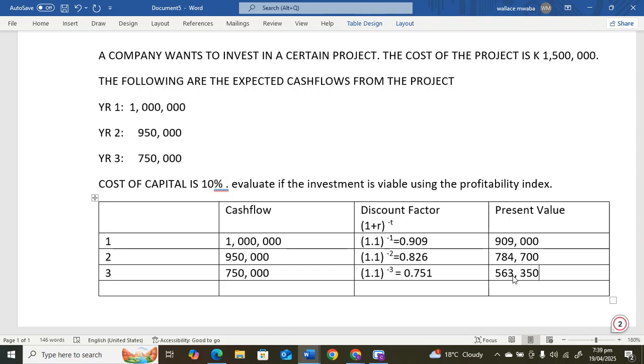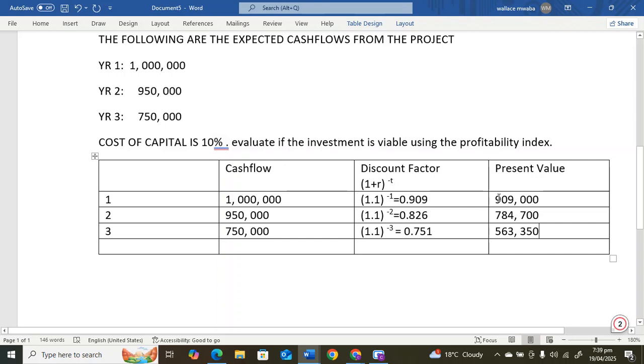All right. So as we said, we have to get the total of our present values. So we add 909,000 plus 784,700 plus 563,250. What do we get? 2,256,950.